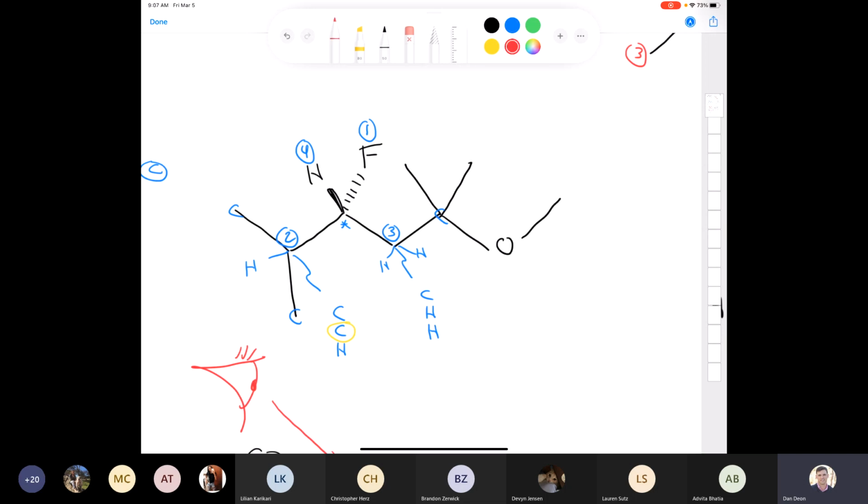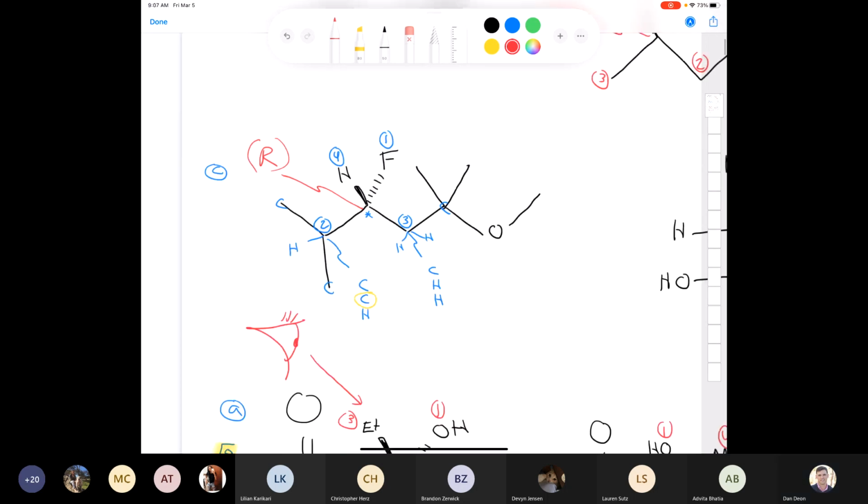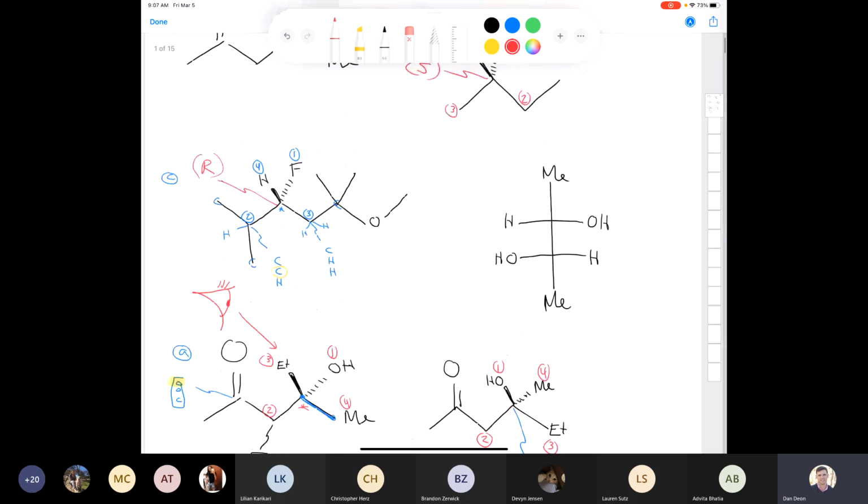So if I follow the order going around the stereocenter, I go from 1, 2 to 3 like that, which is counterclockwise, which would be S. And so I reverse it, and this stereocenter would be R, like that. Okay, there we go. All righty.